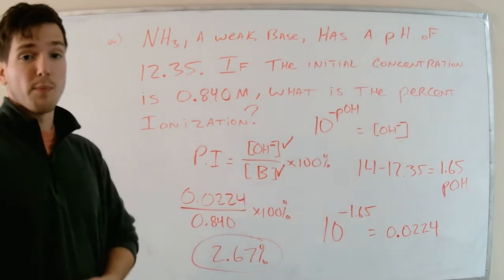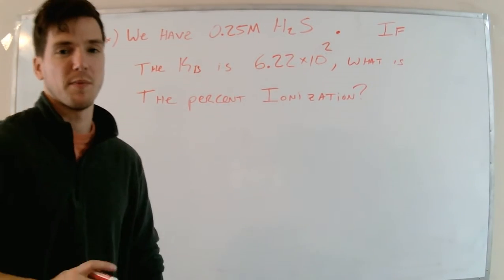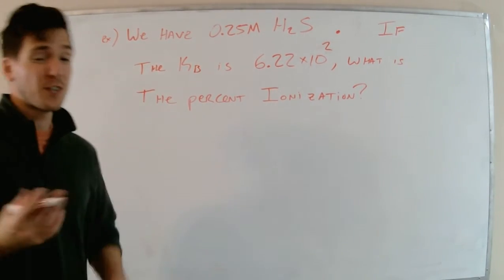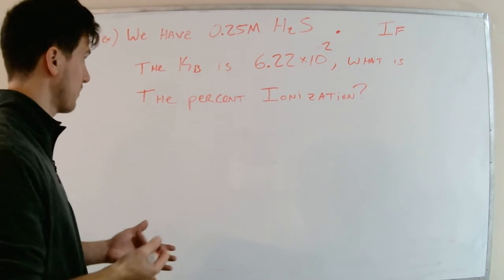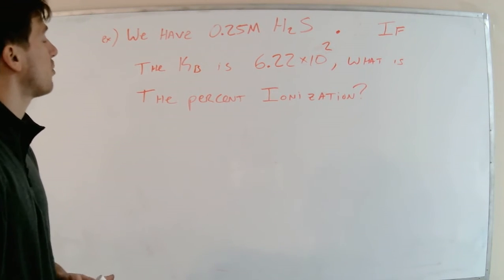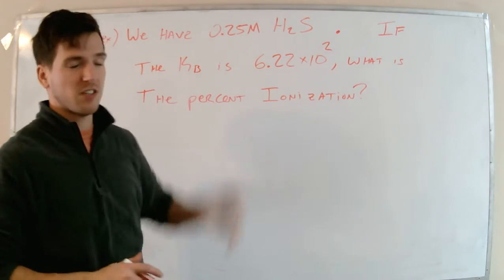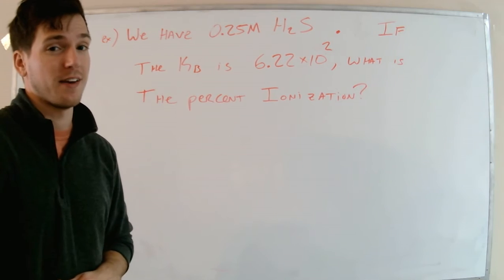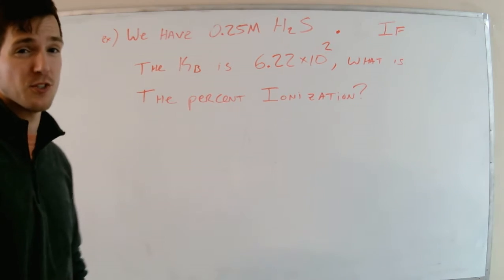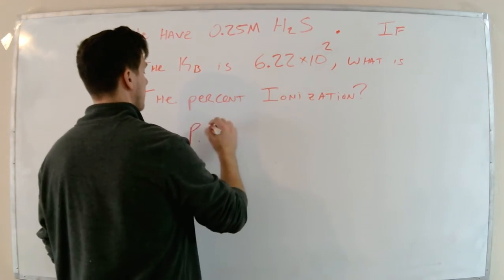Let's do one more problem where we've got to use an ice table. All right, everybody. So here, I'm trying to trick you a little bit, so be on your toes. It says here we have 0.25 molar H2S. If the Kb is 6.22 times 10 to the second, what is the percent ionization? So first of all, we want percent ionization. So let's just write out our percent ionization equation.